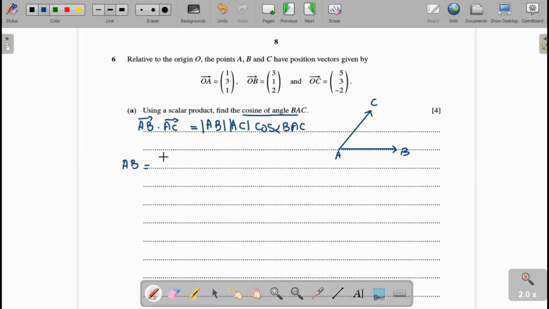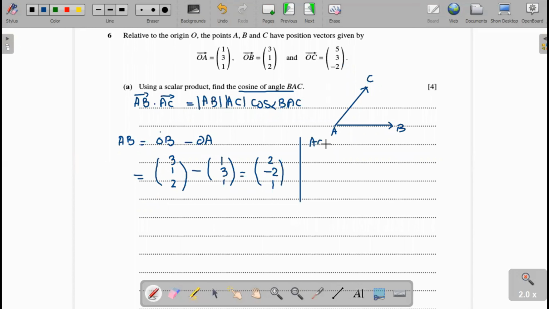Now firstly we find AB. Vector AB is equal to OB minus OA. Vector OB is 3, 1, 2, and OA is 1, 3, 1. Therefore, OB minus OA will be equal to 3 minus 1 is 2, 1 minus 3 is minus 2, 2 minus 1 is 1. And same as we find AC, vector AC will be equal to OC minus OA. OC vector is 5, 3, minus 2, and OA vector is 1, 3, 1. Now the difference between them is 5 minus 1 is 4, 3 minus 3 is 0, minus 2 minus 1 is minus 3.